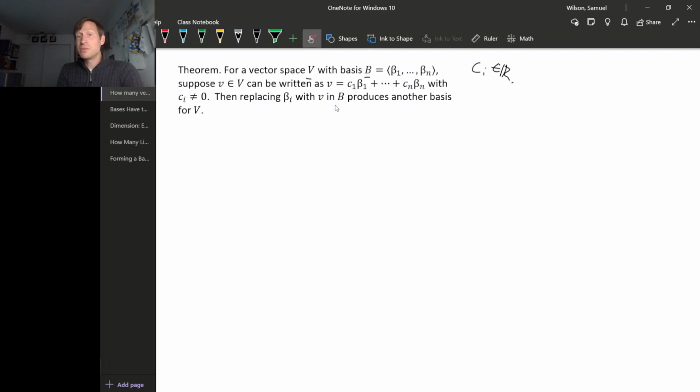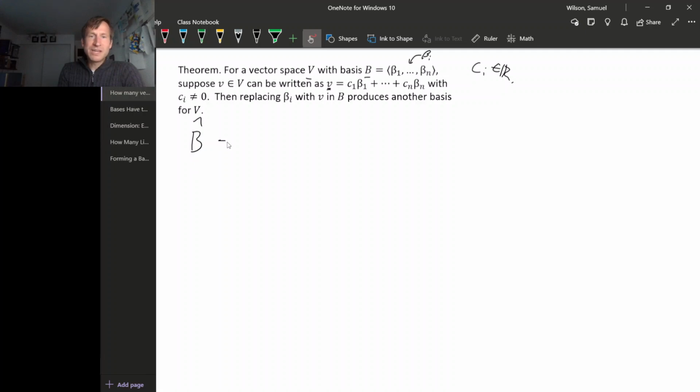Then we can replace the beta in position i, which in general is going to be in the middle of the list somewhere. Then we can replace beta sub i with V in this basis, and we'll get another basis for our vector space. So, right, what we're saying here is we can replace a beta with V as long as the corresponding coefficient isn't 0.